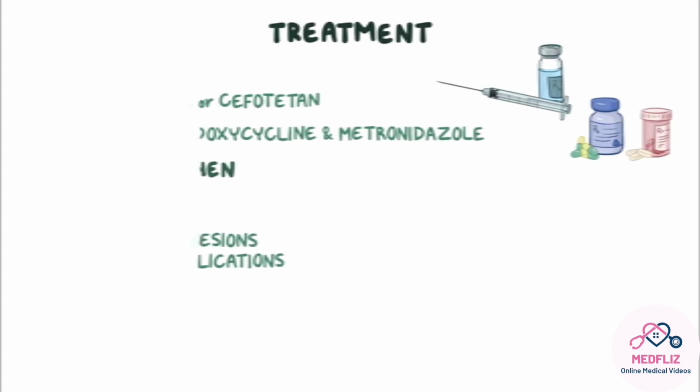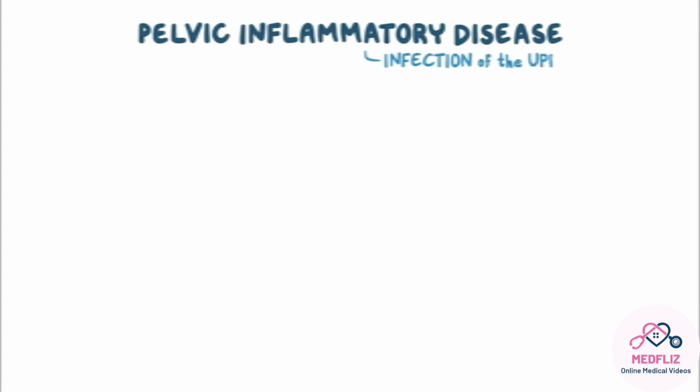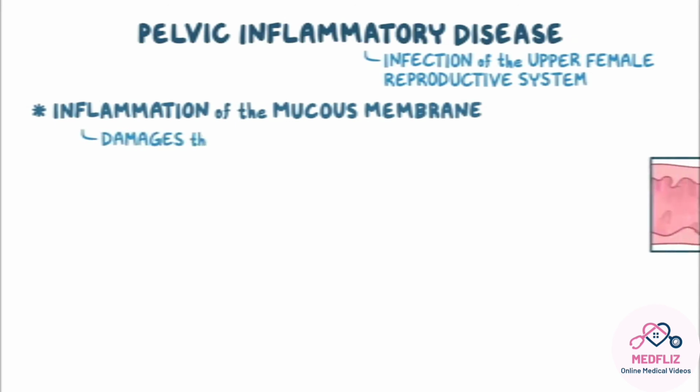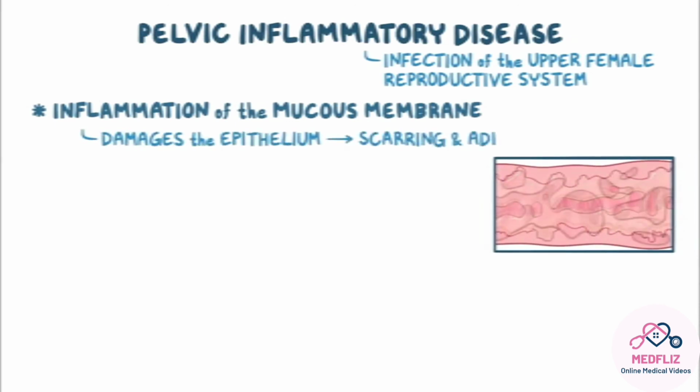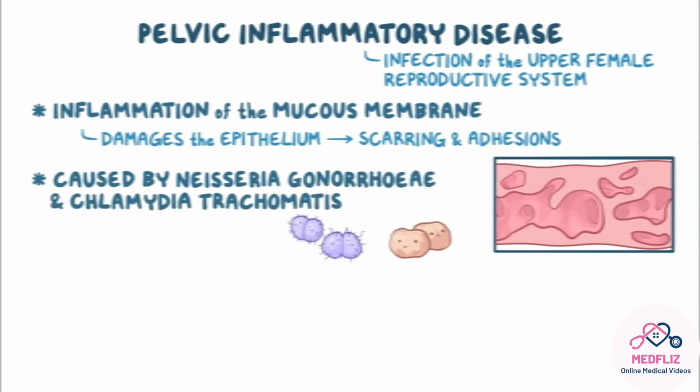Let's have a quick recap of pelvic inflammatory disease. It is an infection of the upper female reproductive system which causes inflammation of the mucous membrane, particularly of the fallopian tubes, damages the epithelium and causes scarring and adhesions. It is most commonly caused by Neisseria gonorrhoeae and Chlamydia trachomatis. Complications include infertility, ectopic pregnancies, and tubo-ovarian abscesses.